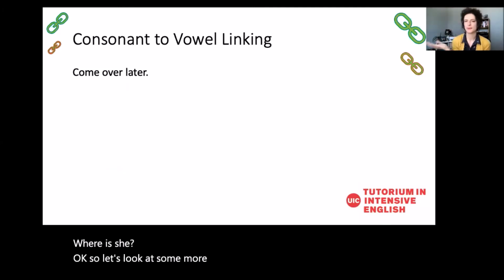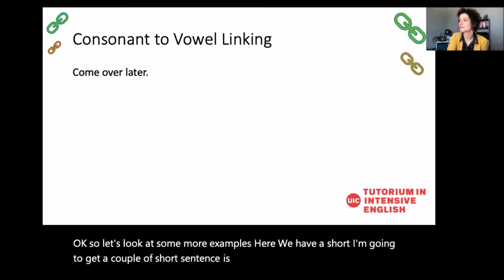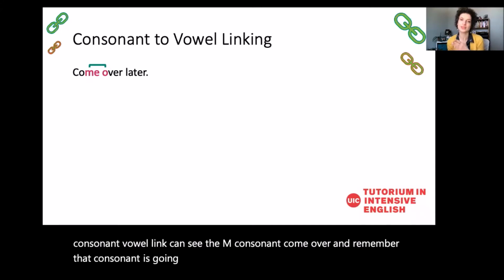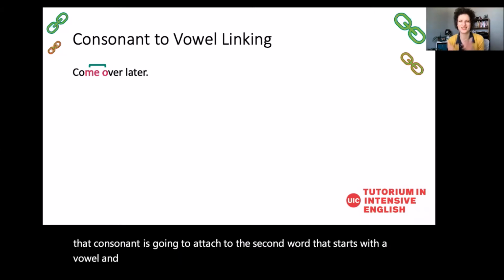Okay, so let's look at some more examples. Here we're gonna look at a couple short sentences. Come over later. Where is our consonant vowel link? You can see the M consonant, come over. And remember, that consonant is going to attach to the second word that starts with a vowel and almost create like this new word, mover. Come over later.